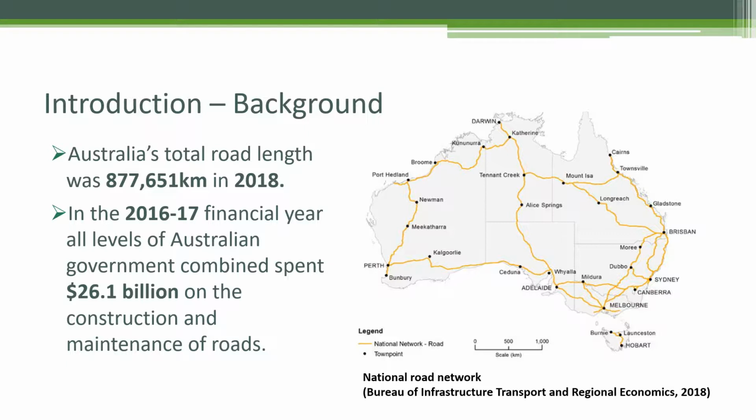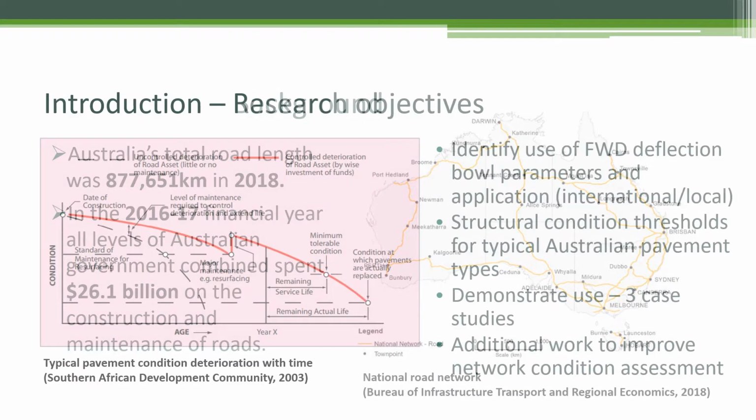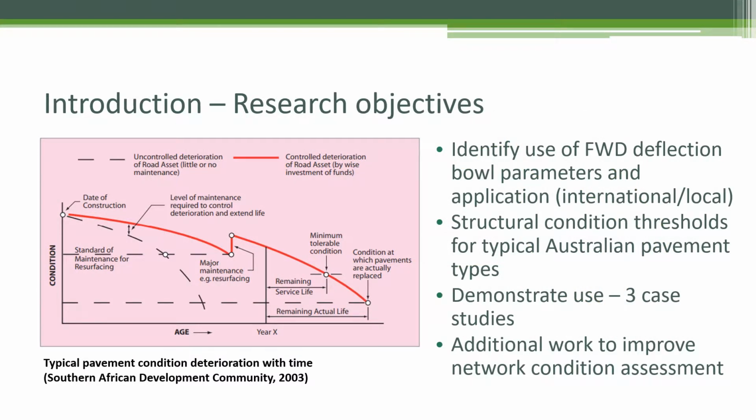As can be seen in the figure provided, Australia's cities are connected by a large network of roads which measured over 800,000 kilometres in 2018. In the 2016-2017 financial year, all levels of Australian government combined spent $26.1 billion on the construction and maintenance of roads. Now, due to this expenditure, it's important that as a part of the road network development, we give consideration to the maintenance requirements of existing roads.